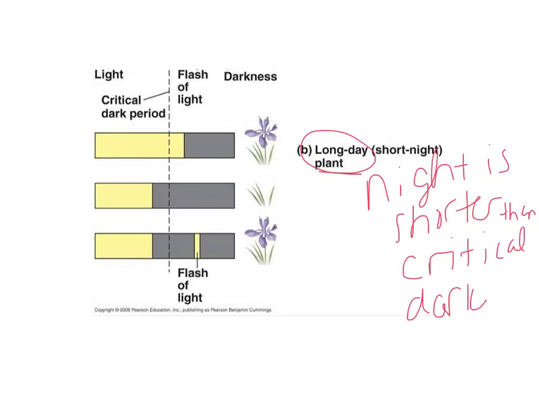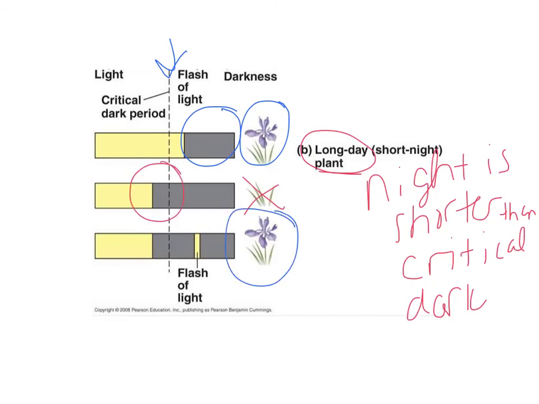So when you're looking at your diagram over here, you can see this plant flowered because here's my critical dark period right there, and the darkness was shorter than that. This one here does not bloom because the darkness is longer than my critical period. And this one down here, even though the darkness is interrupted by that flash of light, and that flash of light is a big enough, strong enough, bright enough interruption, okay, the flower will still bloom because it wasn't a consistent, long period of darkness.